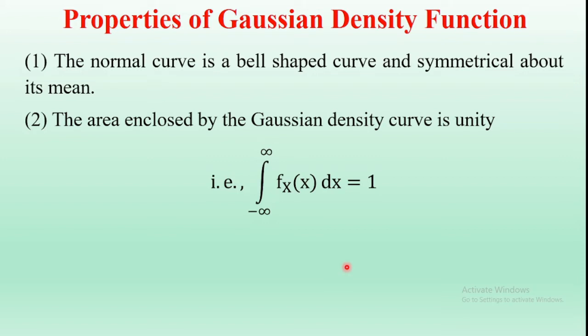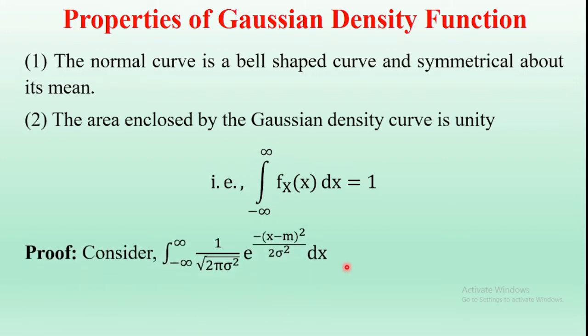So let us consider the integral from minus infinity to infinity of 1 by square root of 2 pi sigma square. And what is the Gaussian density function expression? 1 by square root of 2 pi sigma square e power minus of x minus m whole square by 2 sigma square dx. So consider that one.